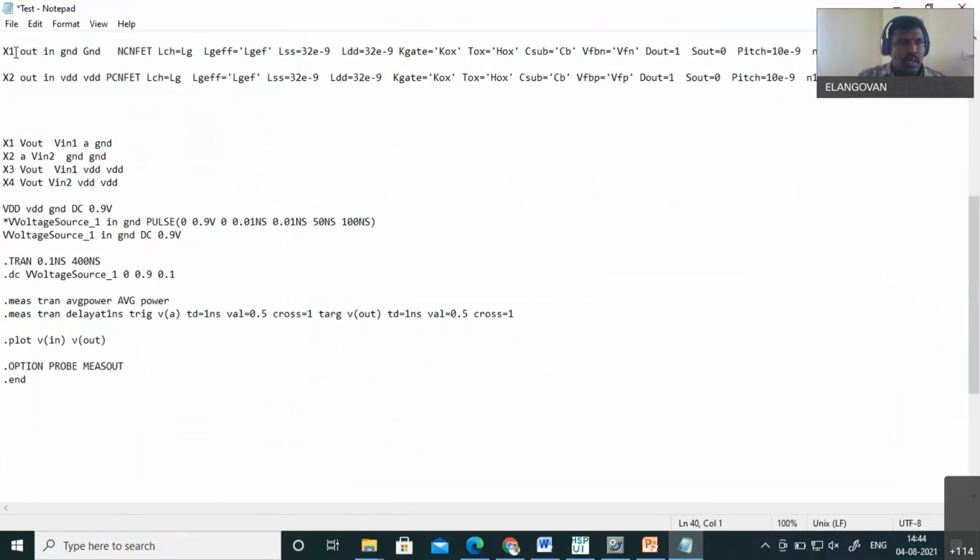So output is our first gate. These two are mine, I know well. These two are mine, N MOSFET.